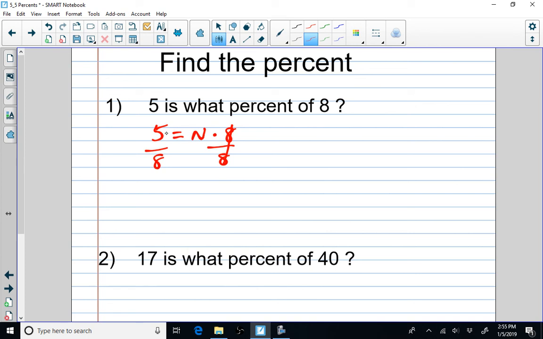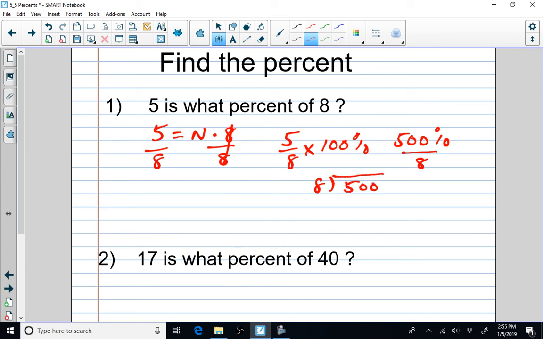And n is going to be equal to 5 out of 8. Well, 5 out of 8, I want to now use the same process we just did above. I want to multiply by 100% because I'm trying to find the percent. I multiply by 100%, that's going to give me 500% over 8. Then I do my long division. I want to divide 8 into 500.